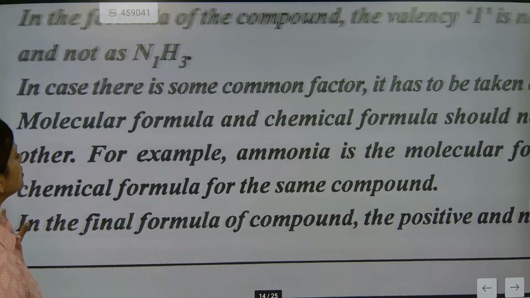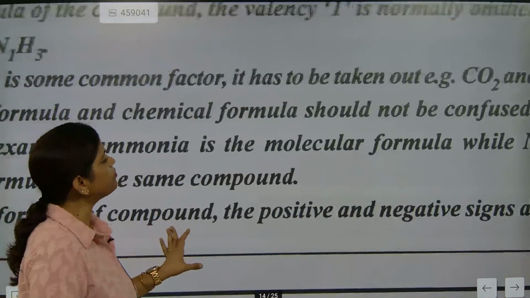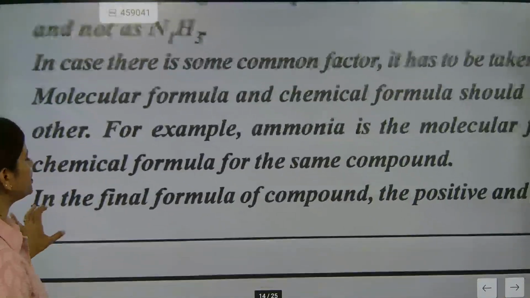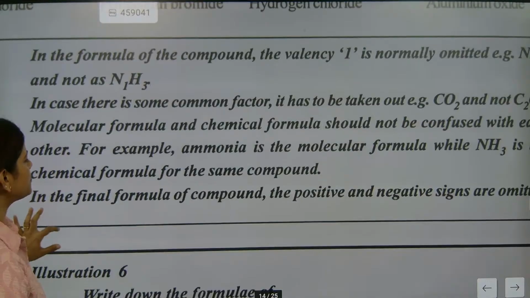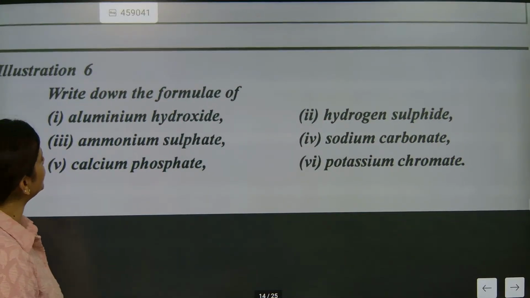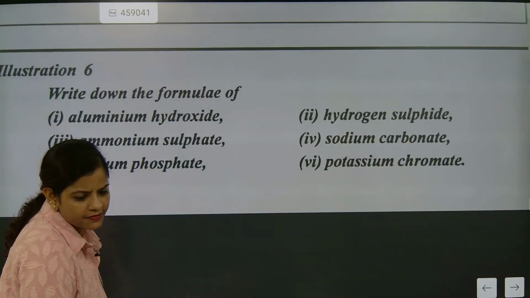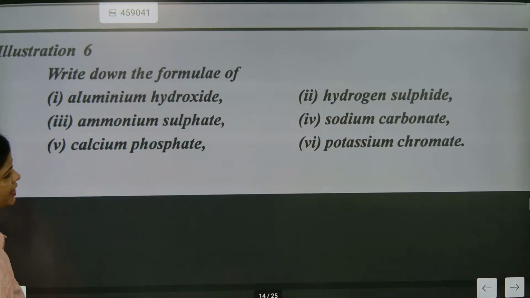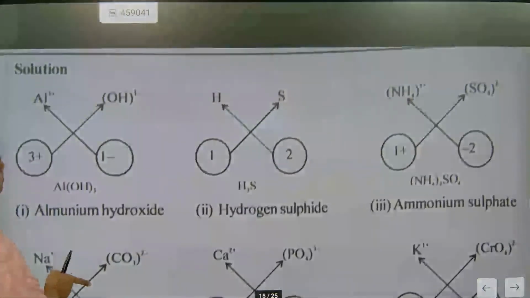Okay. So now beta, for example, ammonia is the molecular formula, while NH3 is the common one. So we already know this one. Some compounds we are writing like that only. Now children, are you ready for aluminium hydroxide? If somebody tells you to write aluminium hydroxide, how are you going to write it?